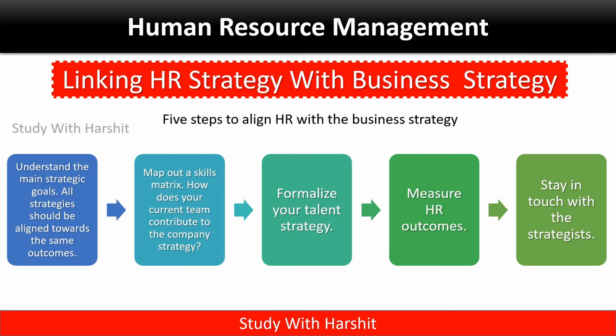Linking HR strategy with business strategy. Five steps to align HR with the business strategy. Understand the main strategic goal. All strategies should be aligned toward the same outcome. Map out a skill matrix. How does your current team contribute to the company strategy? Formalize your talent strategy. Measure HR outcomes. Stay in touch with the strategist. These are the five steps to align HR with the business strategy.